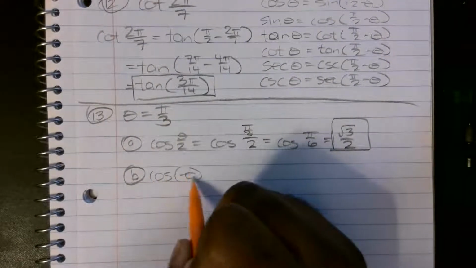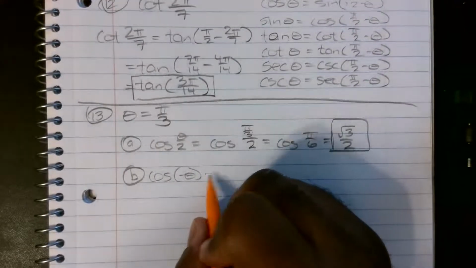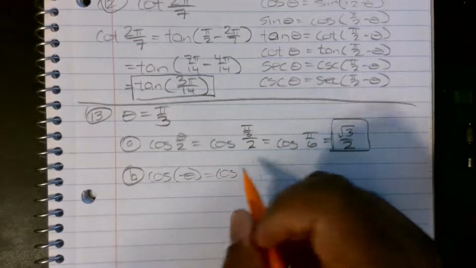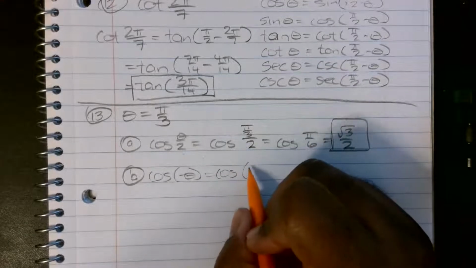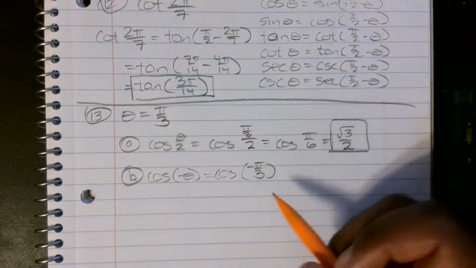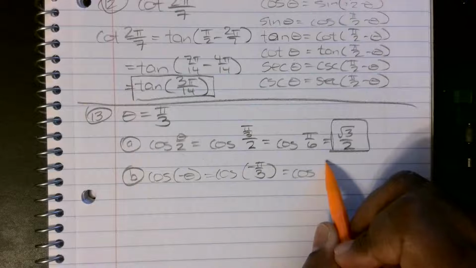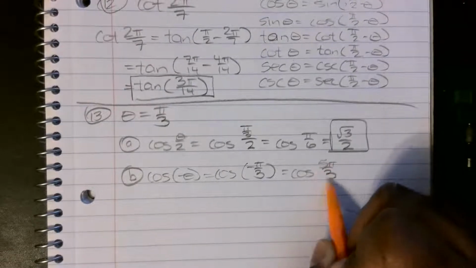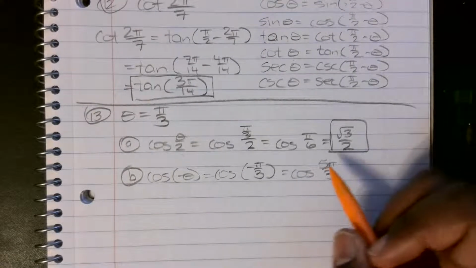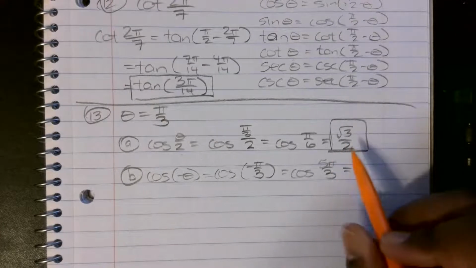The cosine of negative theta, that's the same thing as cosine of negative pi over 3, which you may know if you're familiar with it. If not, this is the same as cosine of 5 pi over 3.